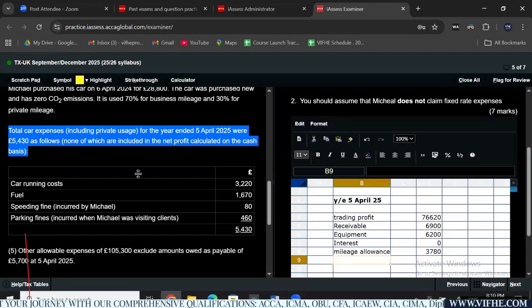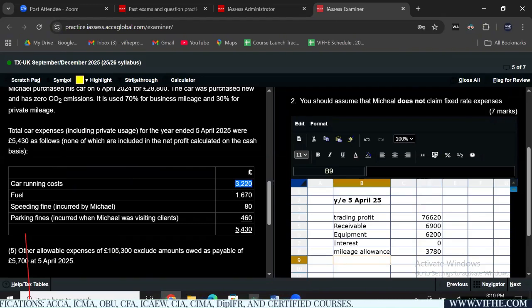But keep one thing in mind, that as long as the running cost is relevant to the business usage of the car, only then it would be deductible. So the car's running cost is 3220. The fuel cost is 1670. The speeding fine is 80. Just leave it aside. It is incurred by the self-employed person himself, I mean, by Michael. I hope you remember that fines and penalties are not allowed. Fines and penalties could be allowed if incurred by employees only. But considering it is incurred by Michael himself, this is not deductible.